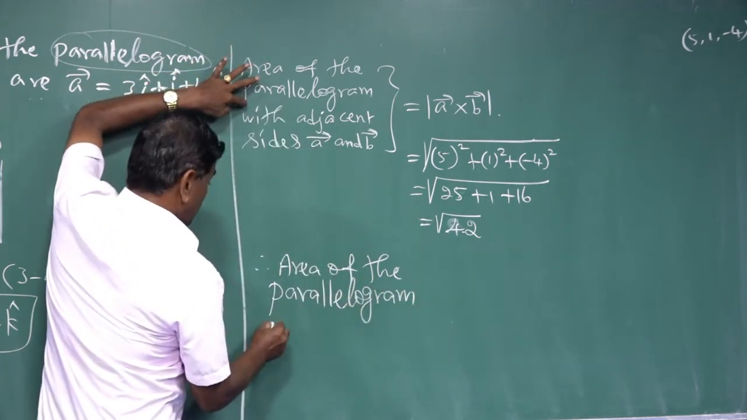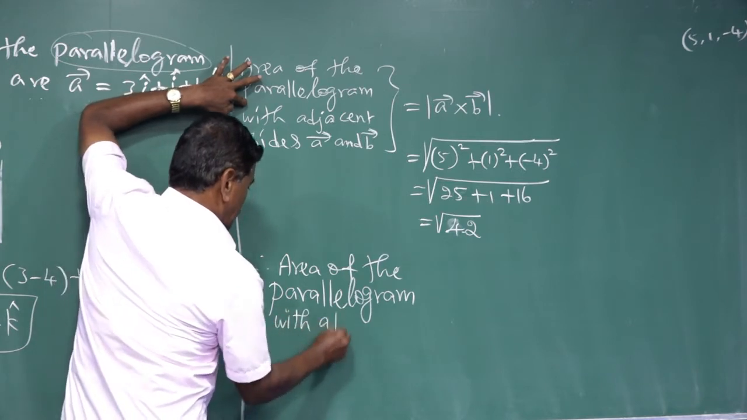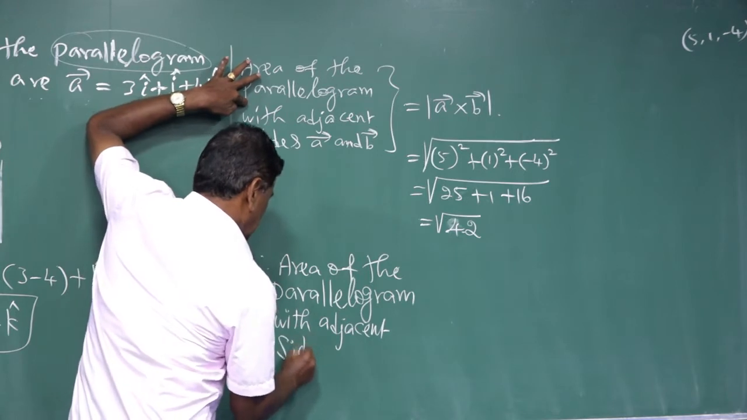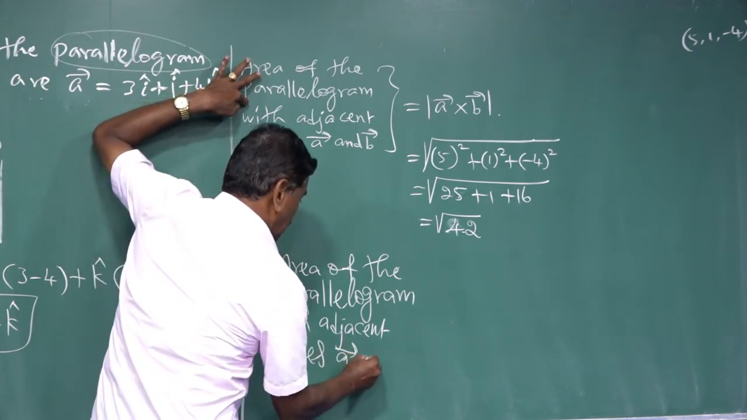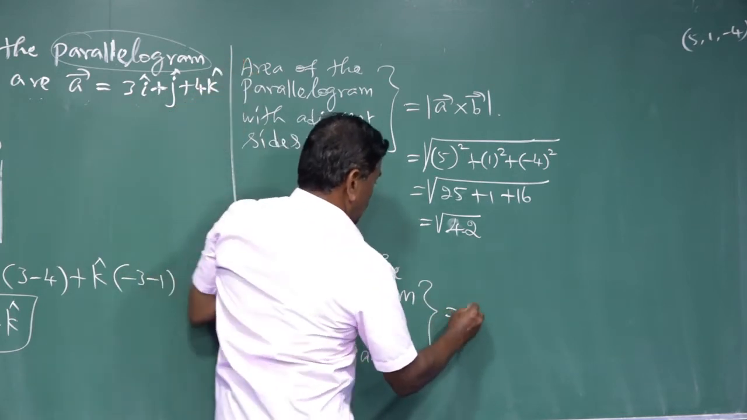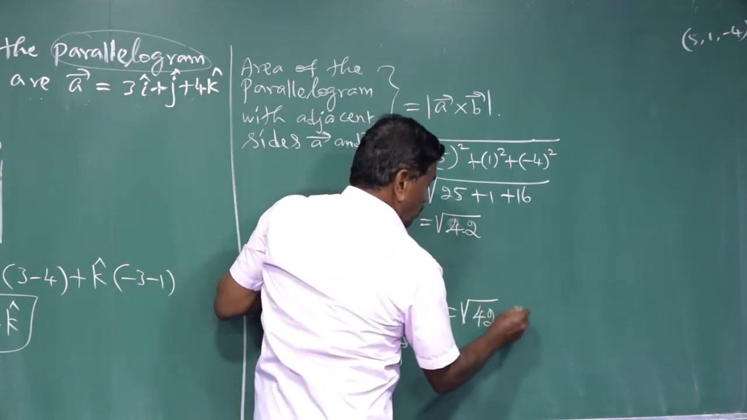Area of the parallelogram with adjacent sides A vector and B vector is equal to square root of 42 square units.